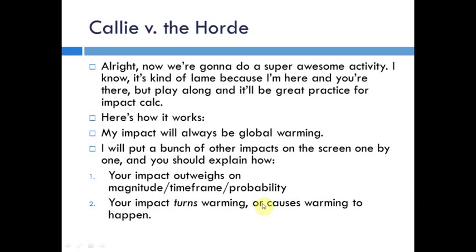Okay? So finally we have a super awesome activity, which is called Callie versus the Horde. So I'm Callie, you're the Horde. I know it's kind of lame because I'm here and you're there, but just play along, and it's great practice for impact calc. So here's how it works. My impact will always be global warming because, as I said at the beginning of the video, global warming is my favorite impact. So I'll put a bunch of impacts on the screen, one by one, and you should explain how your impact outweighs on magnitude, time frame, probability, one or all, and how your impact turns warming, aka causes global warming to happen. Okay?